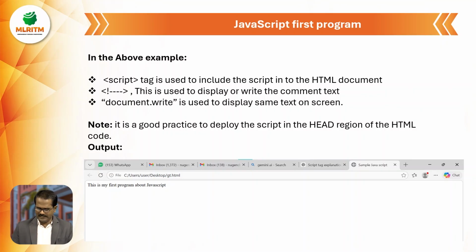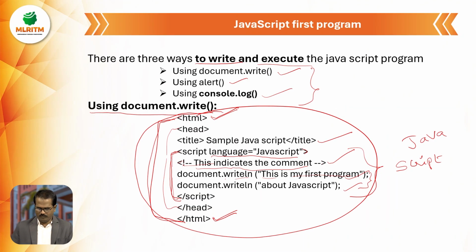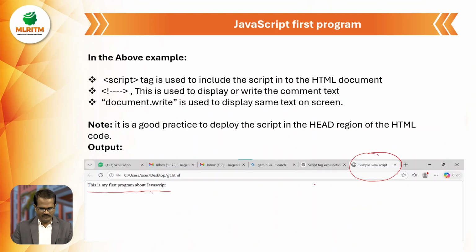This is the output here. See, this is the name of the HTML, sample JavaScript. After executing this sample JavaScript, I am able to see this: "This is my first program about JavaScript." In the above program, I didn't mention any break statement or next line statement. That's why after the completion of the line "This is my first program", immediately "about JavaScript" is also printed here. When you observe this, this is the output.